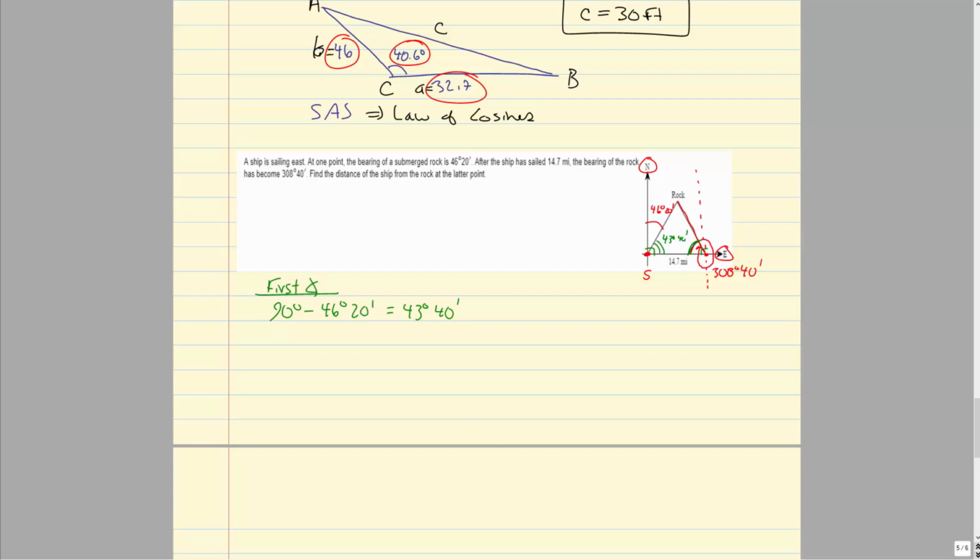I think I'm going to have to draw this picture a little bit bigger. Kind of running out of space. So this is now 43 degrees, 40 minutes. This is 14.7 miles. And now this one over in the corner is going to be a little bit tricky. So this is my second angle.